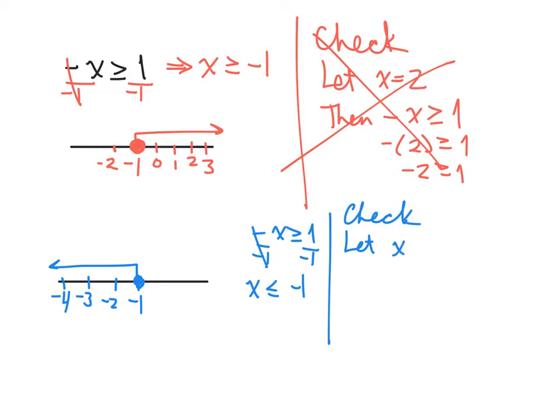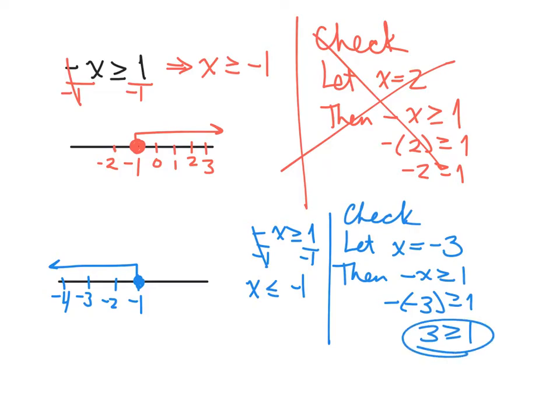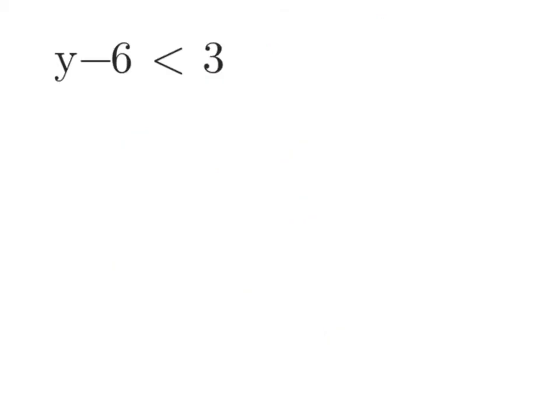To check, I'm just going to pick one. I'm going to let x be negative 3. Then negative x being greater than or equal to 1 would mean negative x is greater than or equal to 1, where x is negative 3. And the opposite of negative 3 is 3. And 3 is greater than or equal to 1. All right, so the only thing we need to remember is that whenever we multiply or divide by a negative number, switch the inequality. So let's run through a few examples.